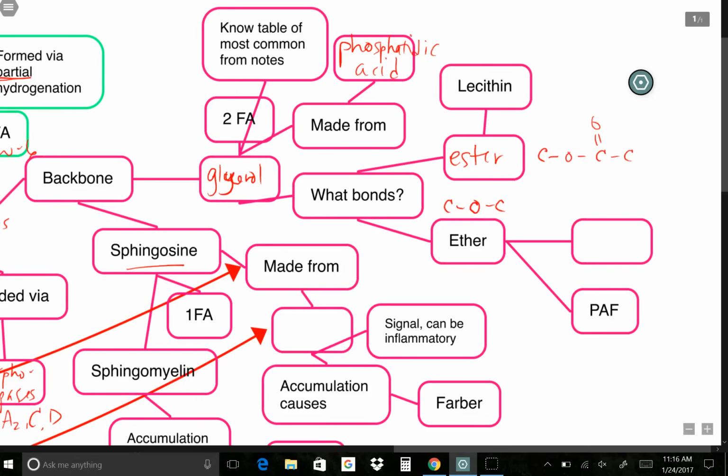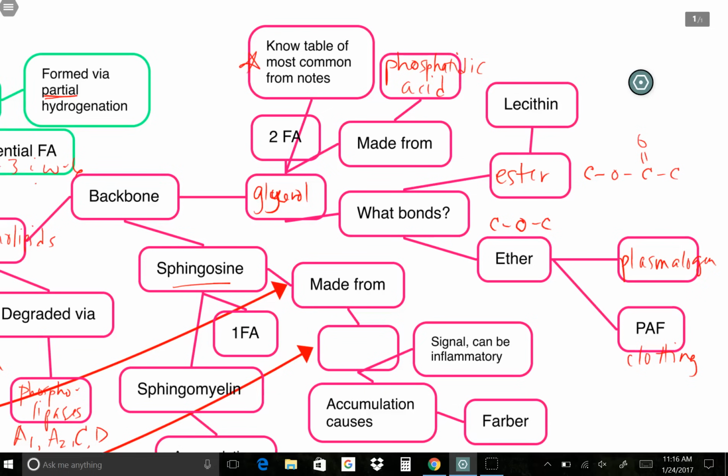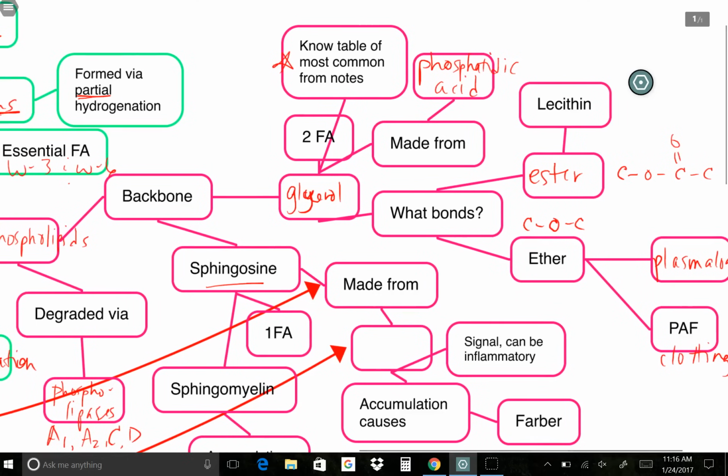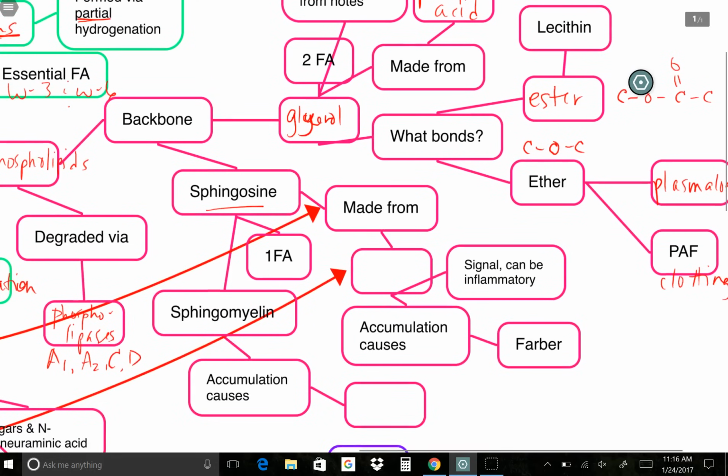We had 2 ether glycerophospholipids, that's plasmalogen and platelet activating factor, which is important for clotting, activates platelets. With the ester glycerophospholipids like lecithin, make sure you go back to the table that's in our notes, know the 5 most common glycerophospholipids, and some of the important concepts related to them, like which ones carry the omega-3s, omega-6s.